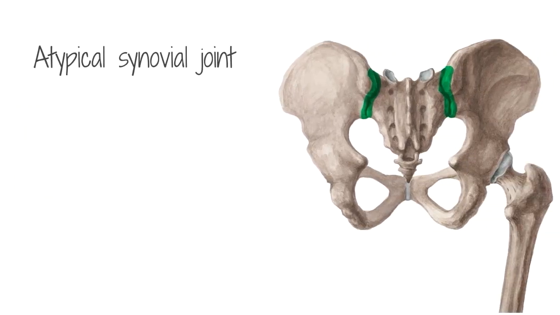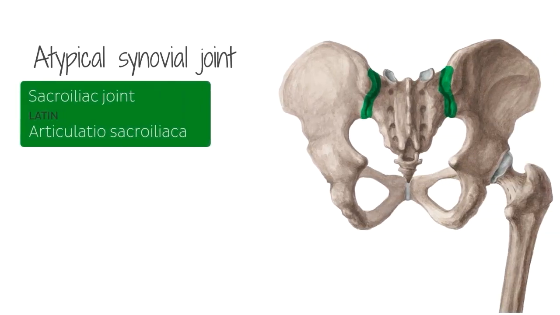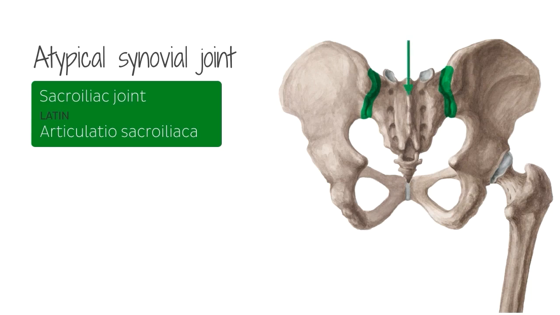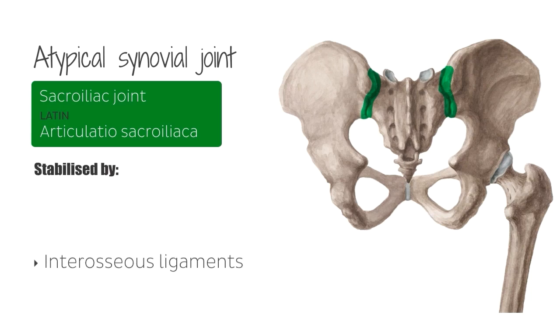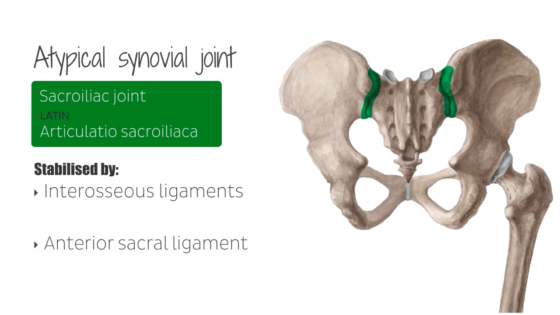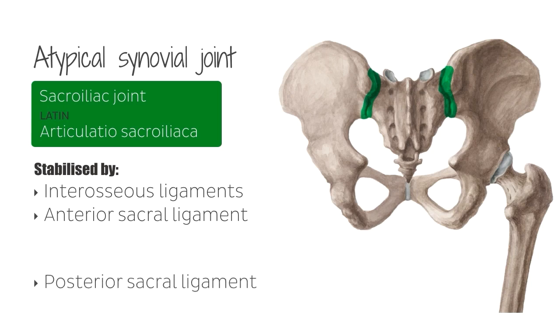Moving down to the lower half of the body, we can now see the sacroiliac joint, formed here between the sacrum and the ilium. This joint of the pelvis is an atypical synovial joint and has a very limited range of motion. It is stabilized by the interosseous ligaments, the anterior sacral ligament, and the posterior sacral ligament.